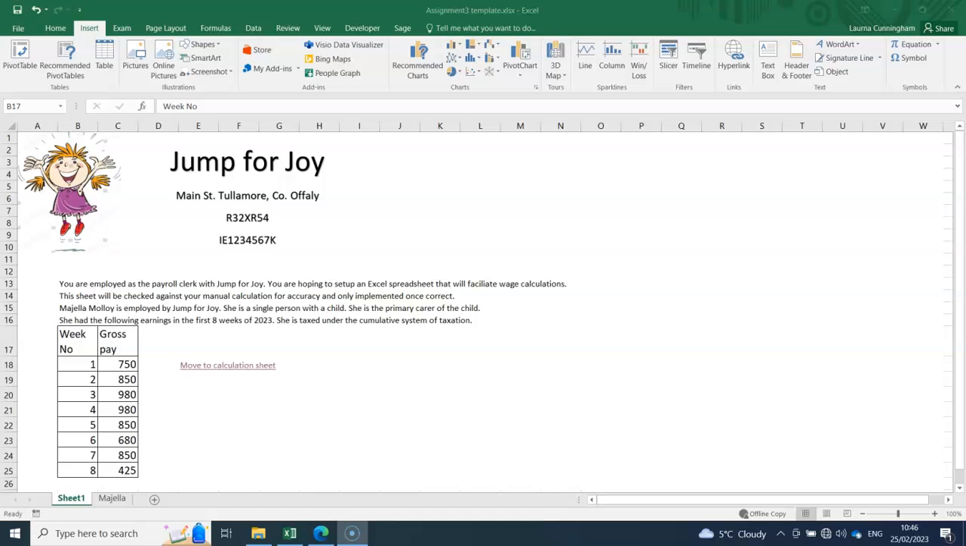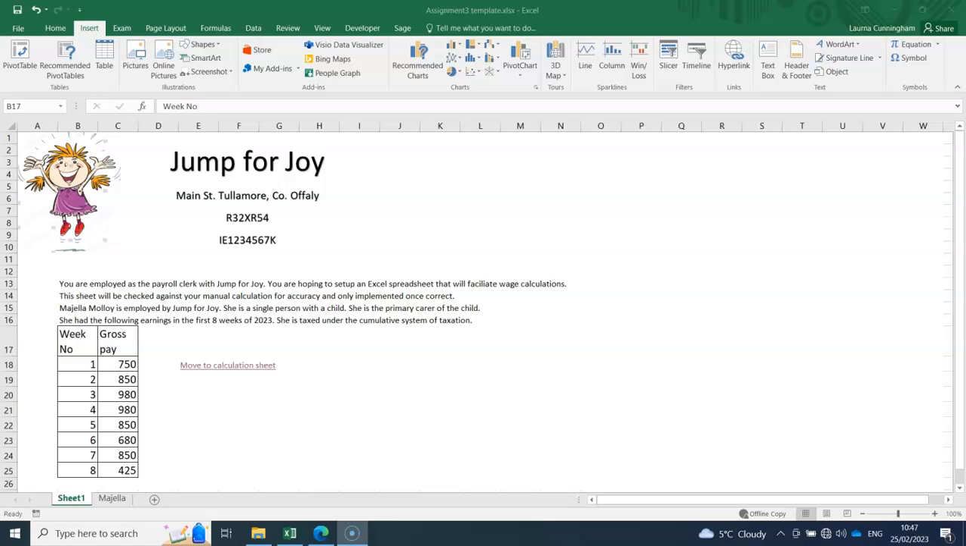Jump for joy. You are the payroll clerk in that company, and you are hoping to set up an Excel spreadsheet that will facilitate wages calculations rather than the pen and paper you're currently using. So this sheet will be checked against your manual calculation, and you will only implement it once it has been confirmed that it's doing the calculations correctly.